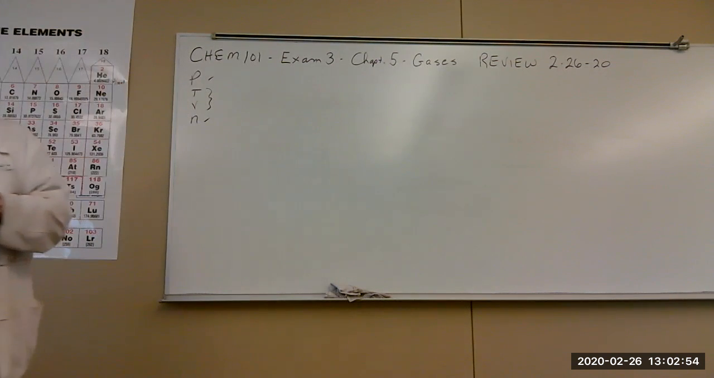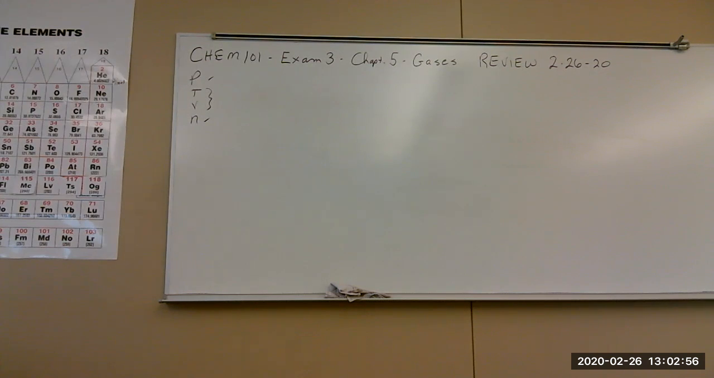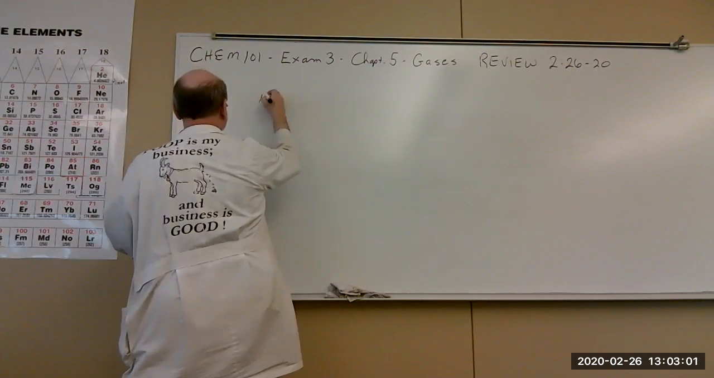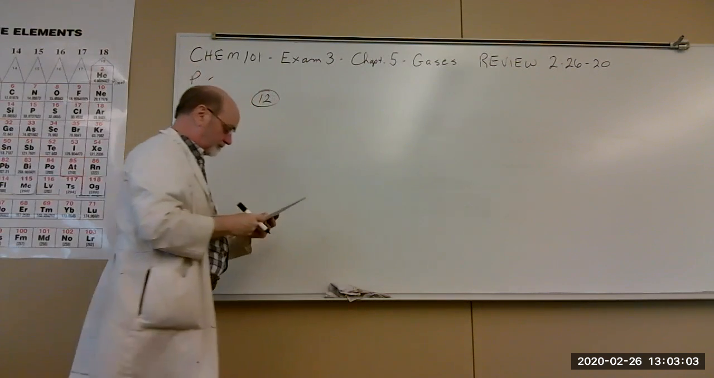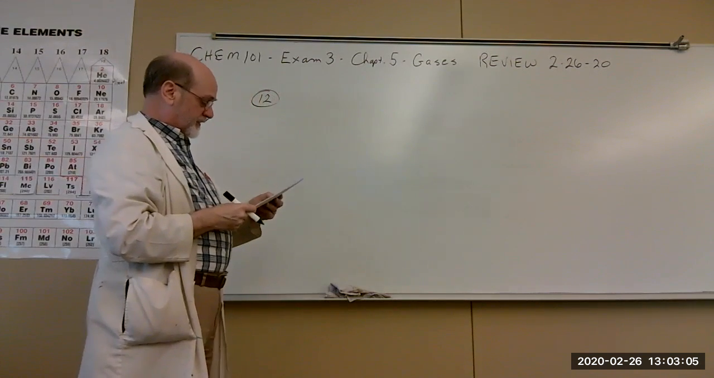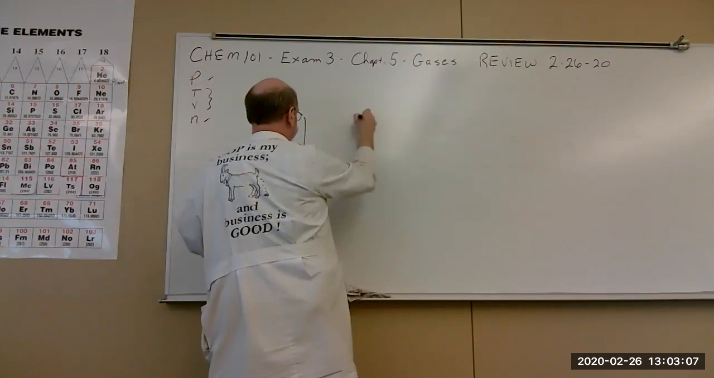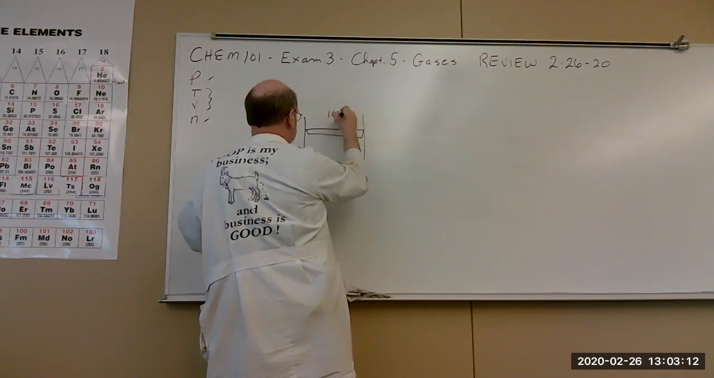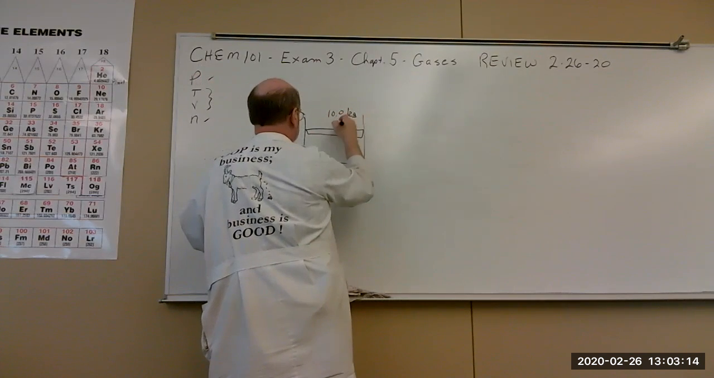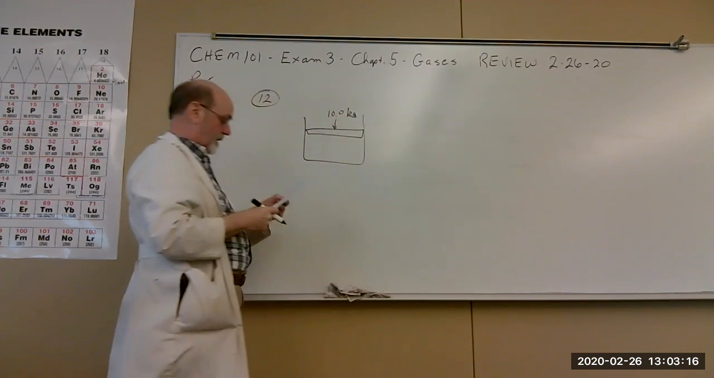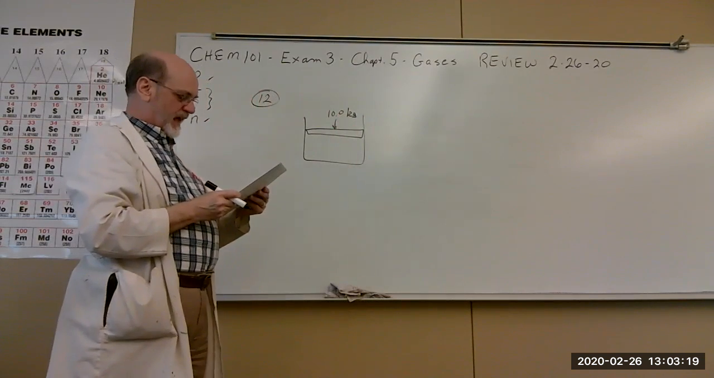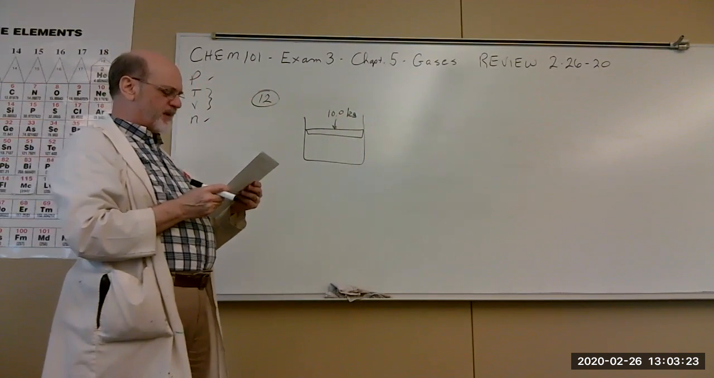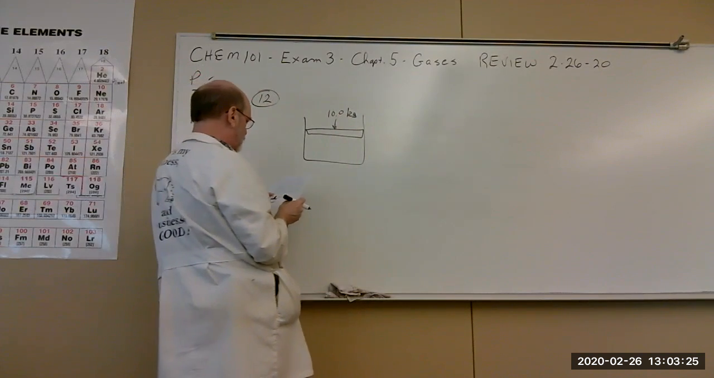Okay, let's see if this one's different. Consider a sample of helium gas in a container fitted with a piston. We got our piston, and it says that there's a 10 kilogram mass sitting on top of it. How many of the following processes will cause the piston to move away from the base and decrease the pressure?